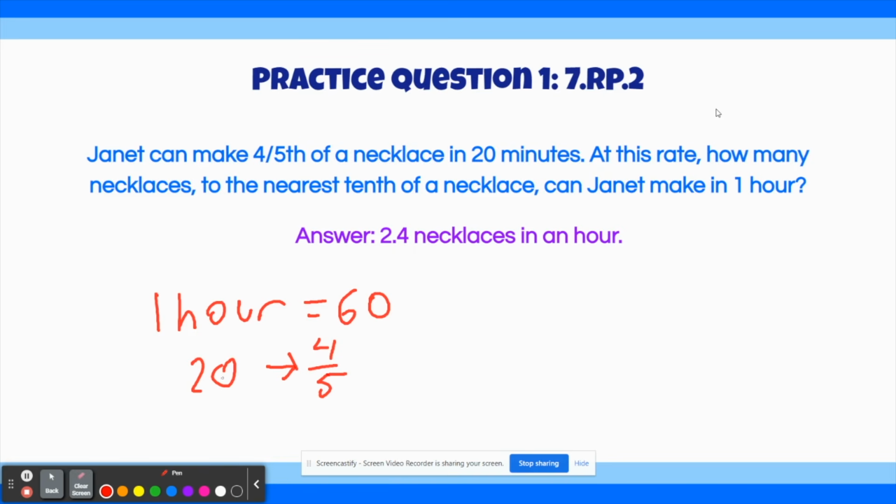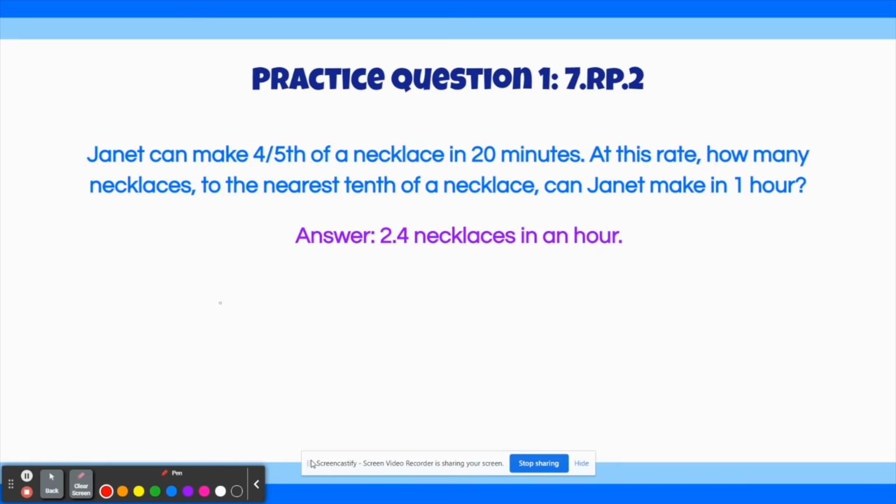So you can see that 20 times 3 is just 60. And so that means if we multiply 4/5 by 3, we should get our answer. So 4/5 times 3 equals 12 over 5, which just simplifies to 2.4. So that's our first method.